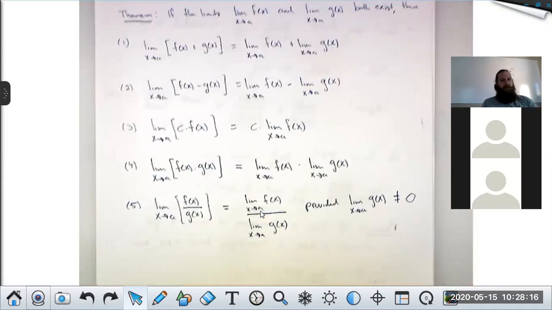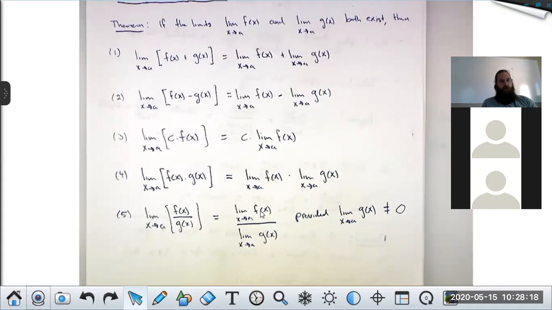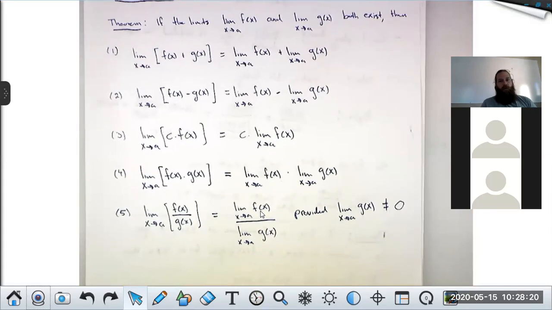Okay, so these are the basic limit laws, which says that you can take limits of combinations of functions by taking limits of each of the pieces and then doing the natural thing to those limits. So if I've got two functions added up or multiplied or divided, I can take the limit of each of them separately and then add up the limits or multiply the limits or divide the limits.